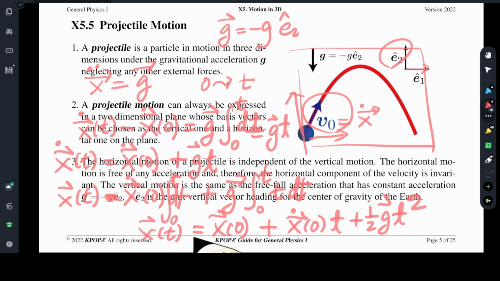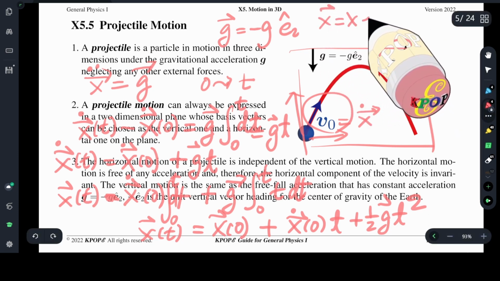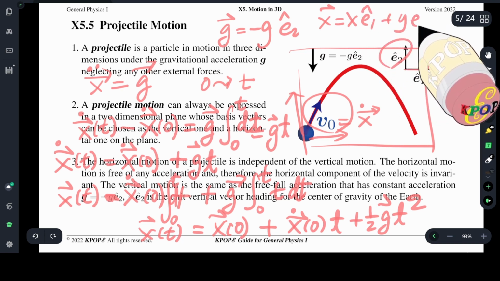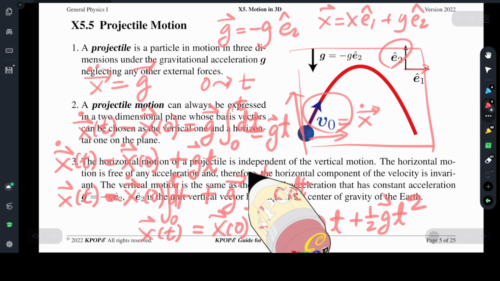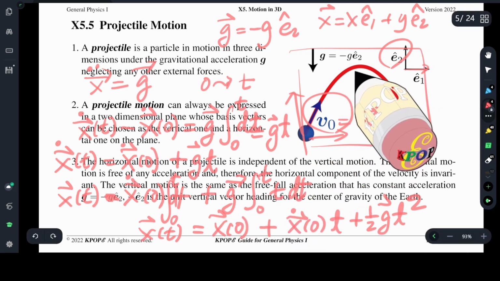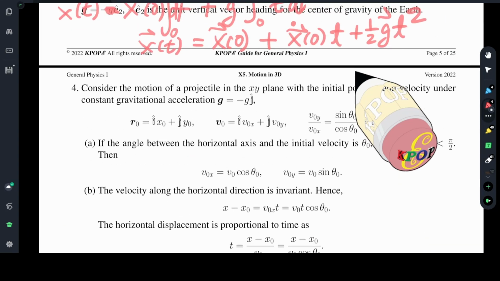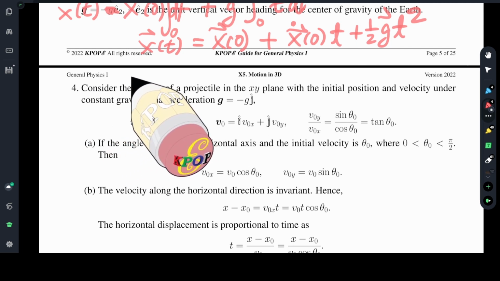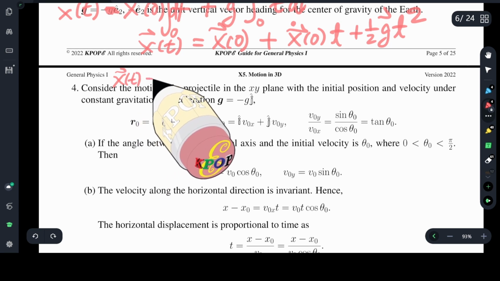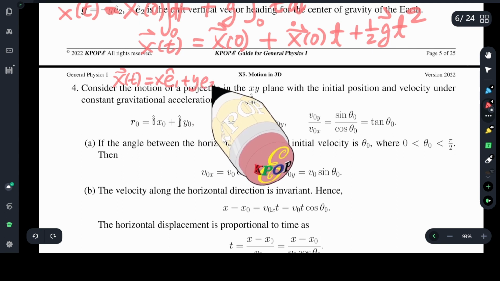So to simplify our analysis, we restrict ourselves to x E1 plus y E2, and we can get rid of the third component. It's a purely two-dimensional motion, if we can always reduce it. All right. Then we can divide this one into x of t equals x E1 hat plus y E2 hat.